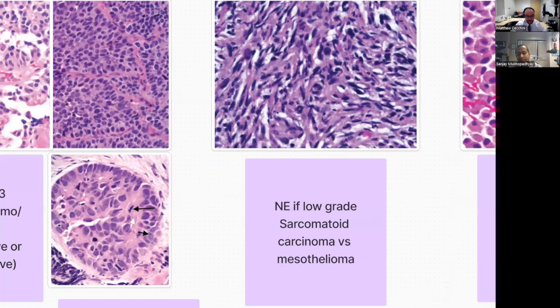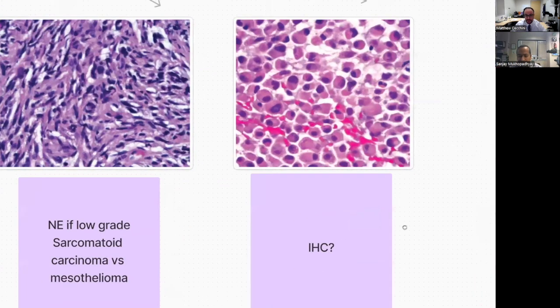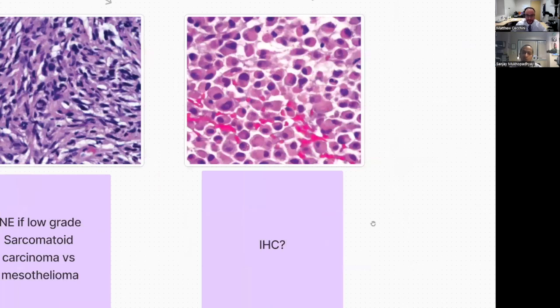I think we're getting to the end of time, so let's do just one last scenario here. What if we have something that looks like this? What would you do in this scenario? More rhabdoid or plasmacytoid cells, a little bit more discohesive, on a core biopsy.